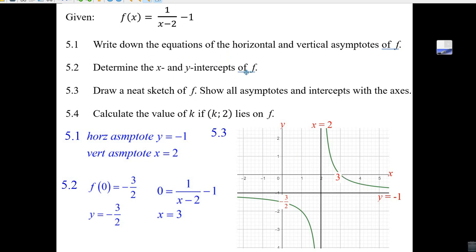Determine the x and y intercepts. Well, the y-intercept, you let x equal 0. So put a 0 in there. That'll become minus a half, minus 1. It's minus 3 halves. That's the y-intercept.